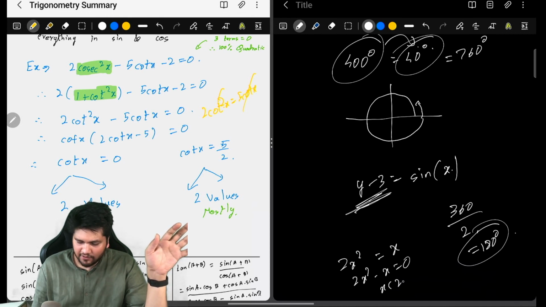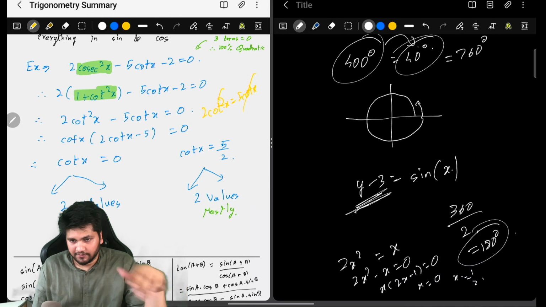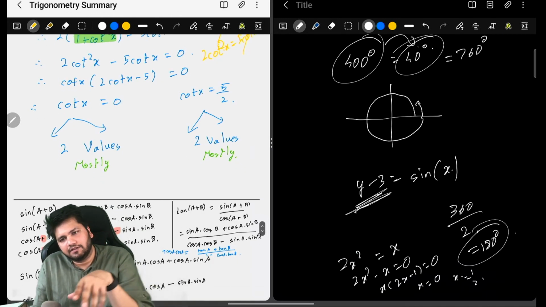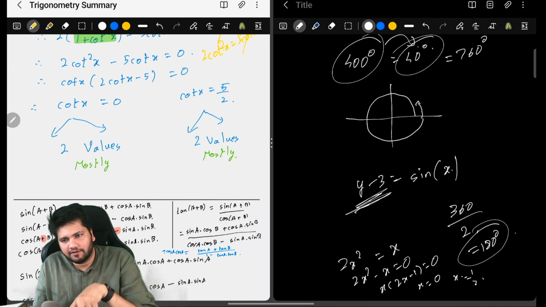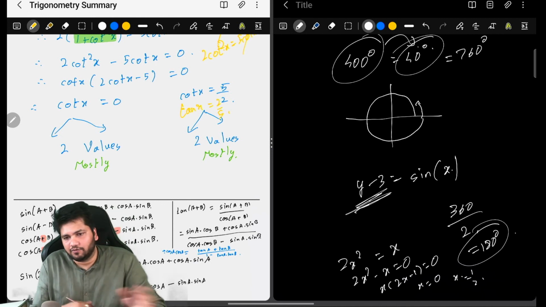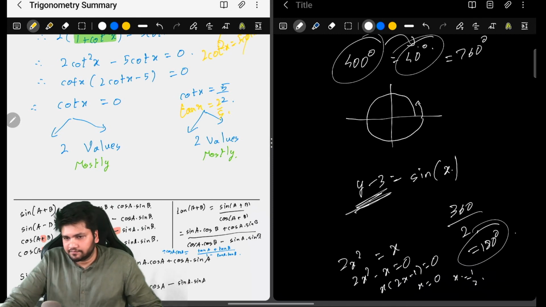No, it's not correct. Actually, you have to do 2x square minus x is equal to 0. You take out x common, you get x into 2x minus 1 is equal to 0. You get x is equal to 0 or x is equal to 1 by 2. That's how we are getting it here also. So obviously, cot x is equal to 0, and mostly you will get two values here. Cot x is equal to 5 by 2, you will get two values here. Obviously, whenever you get cot x, you convert it better in terms of tan x. So tan x is equal to 2 by 5 and then you solve it to get the two values. That's all you have in trigonometry. That's it.